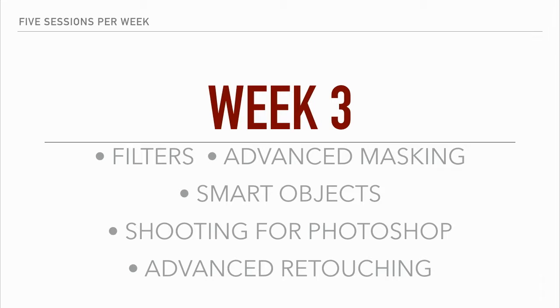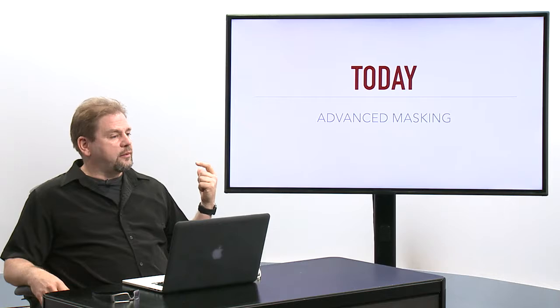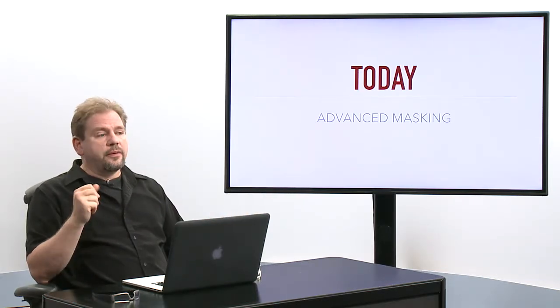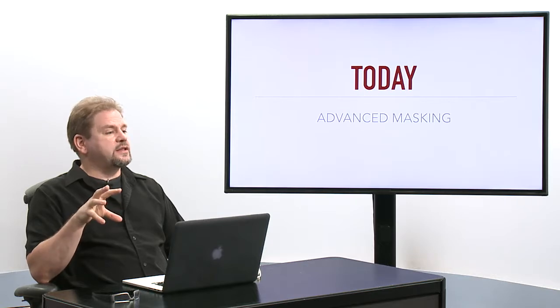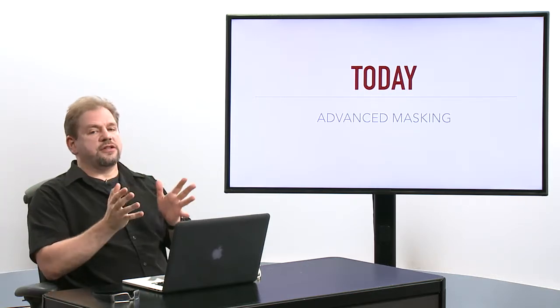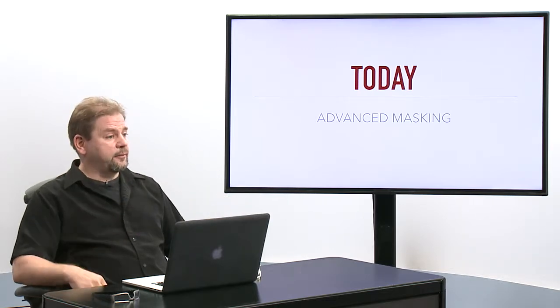Today's topic will be, well, first, we're 6/10 done, just so you know, not quite half. But it's advanced masking. Advanced masking means isolating the background to get your subject to be on its own layer, most of the time. Although it can also be masking something so that you could just adjust that area, like I need to adjust the brightness of a tree and not affect the surroundings, that type of thing.